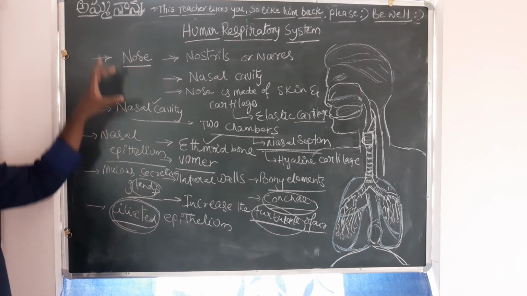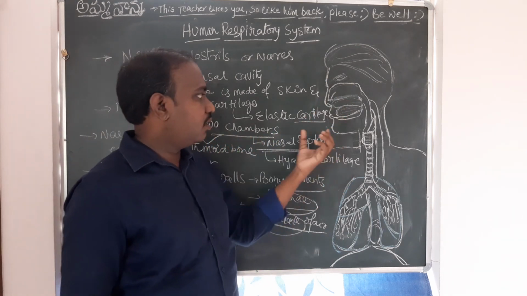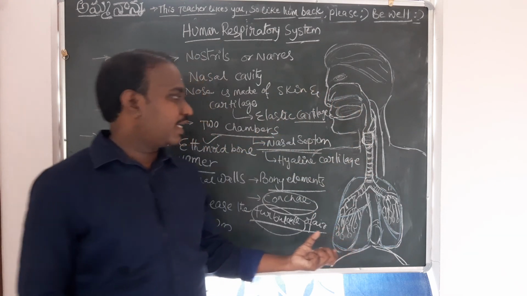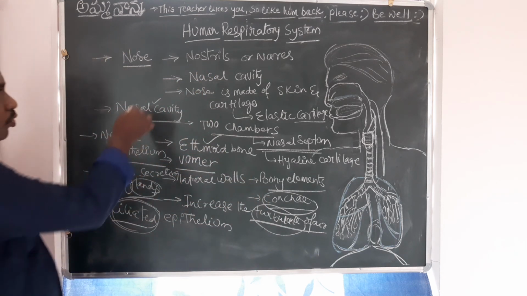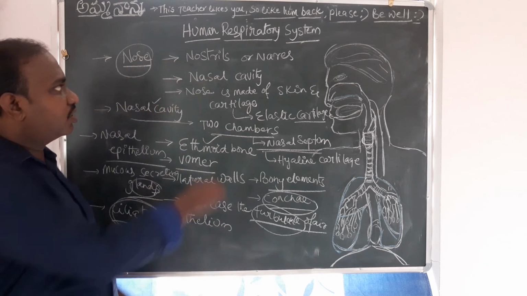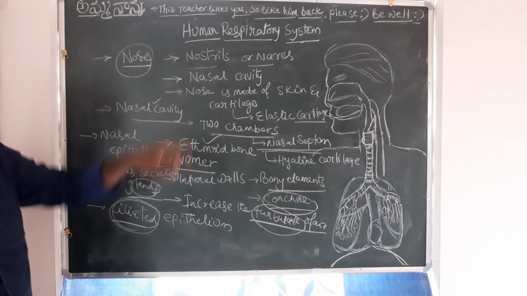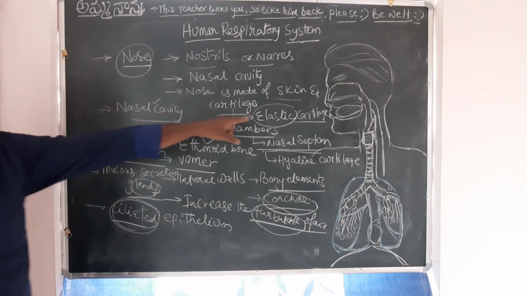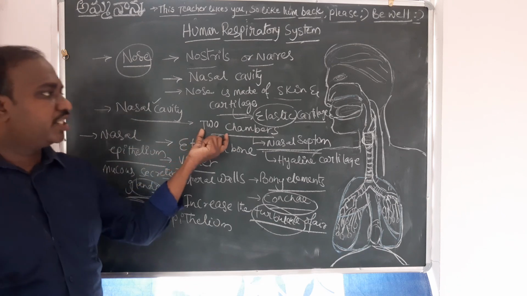What we have discussed here is the structures of the nasal cavity. We are in the initial part of the upper respiratory tract itself. All of this is the respiratory tract, and we are just seeing the foremost organ, that is the nose, and what it contains. It contains nostrils and nares, right? It leads to the nasal cavity, and this nose is made of skin and cartilage, and we have seen what kind of cartilage it is made of. The elastic cartilage, yes.